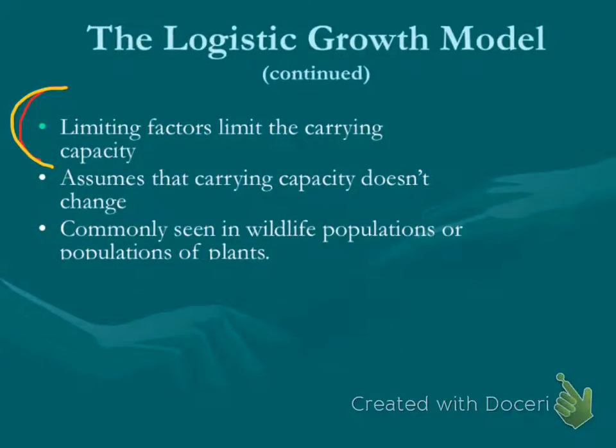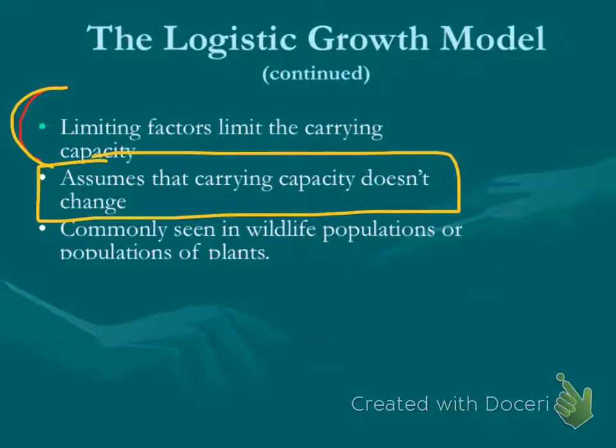So in the logistic growth model, we introduced this idea of limiting factors, and those are things that limit the size of the population. Lack of food, lack of shelter, lack of habitat in some way. The thing that the logistic model assumes, because remember we said every model has its assumptions, is that carrying capacity does not change.